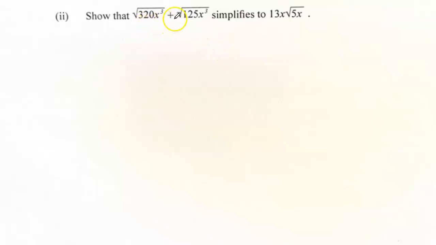So we're asked to show that root 320x cubed plus root 125x cubed simplifies to 13x times root 5x. So notice the third is root 5x. So maybe the best approach is to try and get root 5 in both of these terms. So 320 divided by 5, that's 64. So we can rewrite 320 as root 64 times root 5, and the x cubed as root x cubed.